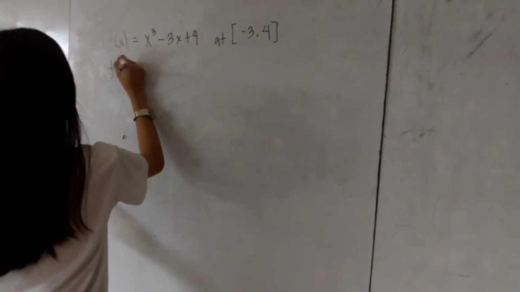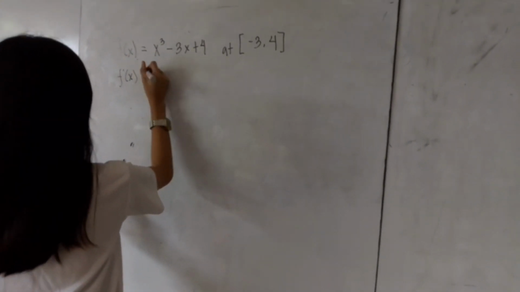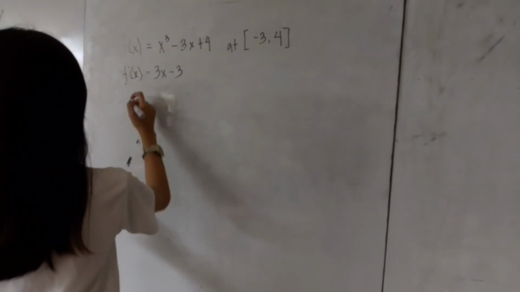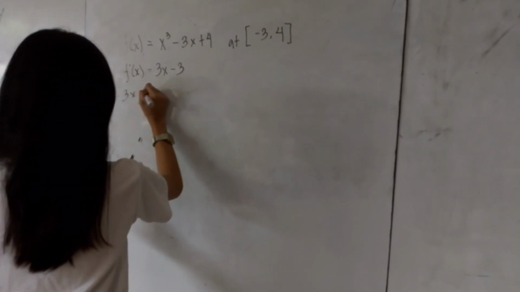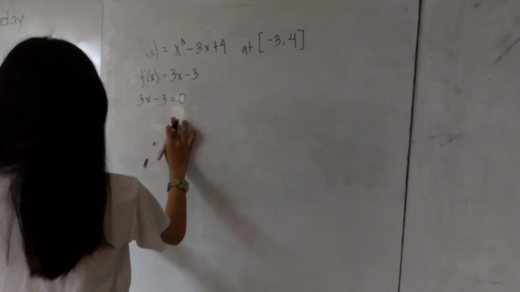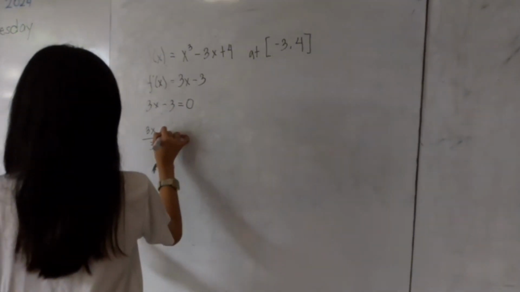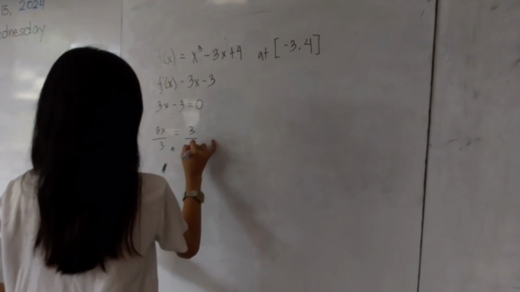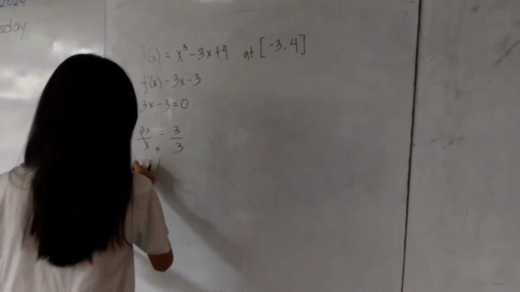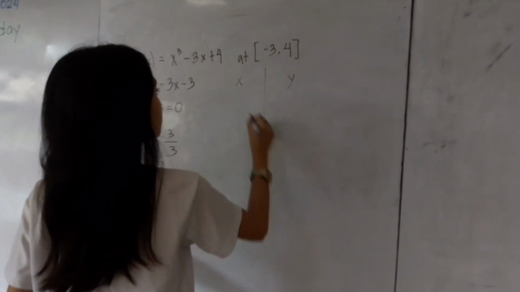Now let's get its derivative. F prime is equal to 3x squared minus 3. Then let's equate it to 0. After we equate it to 0, we need to transpose the negative 3 to the other side. It will give us 3x squared is equal to 3. Then divide by positive 3 so we can cancel it. And we get x is equal to positive 1.